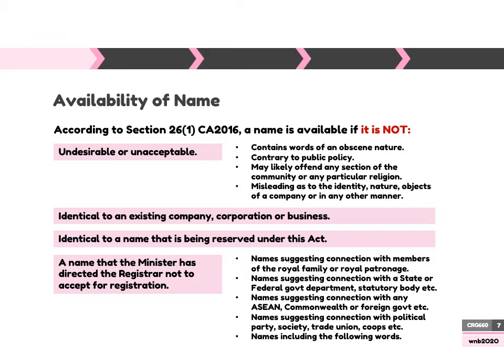Second one, syarat dia, make sure the name proposed is not identical to an existing company, corporation or business. Tak naklah nama yang sama dengan company yang dah sedia ada, even business yang dah sedia ada. Tak nak. Third syarat, make sure the proposed name is not identical to a name that is being reserved under this act. Tak boleh sama dengan nama yang orang lain dah reserve.